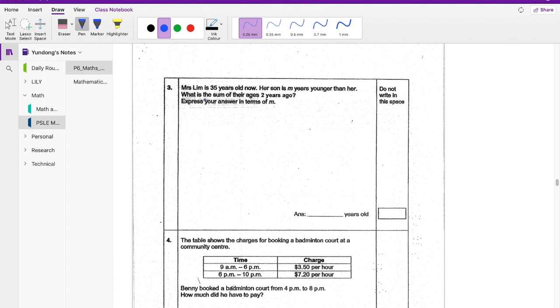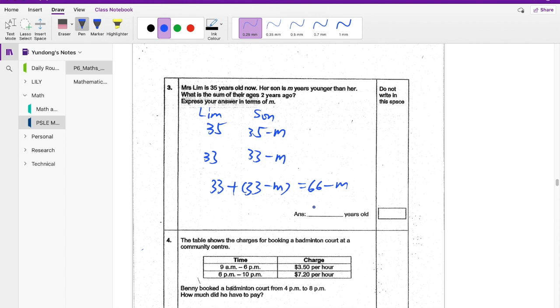So we see, if Miss Lim is 35 years old, then her son, for example, is m years younger, so 35 minus m. Then we see what the sum of the ages 2 years ago is. Two years ago, Miss Lim is 33, and her son is 33 minus m. So the total is 33 plus 33 minus m, which equals 66 minus m.